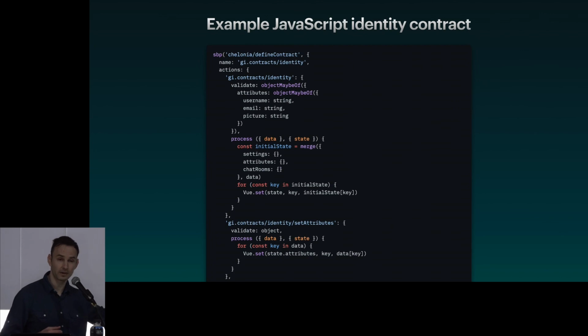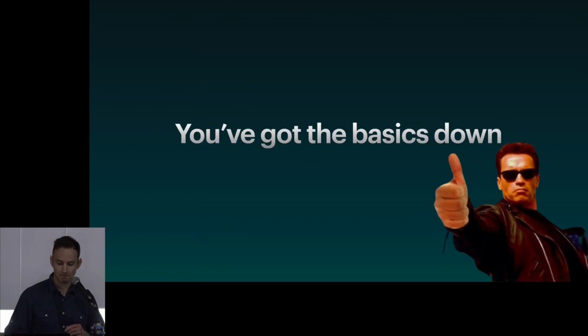And now, for those of you who are curious, this is what an actual contract might look like. It's very, very similar to what I showed you already. It just has some slight differences. There's the ability to validate events and things of that sort. And we're also using something called SPP instead of regular functions. Okay, you've got the basics down. Let's move on ahead.